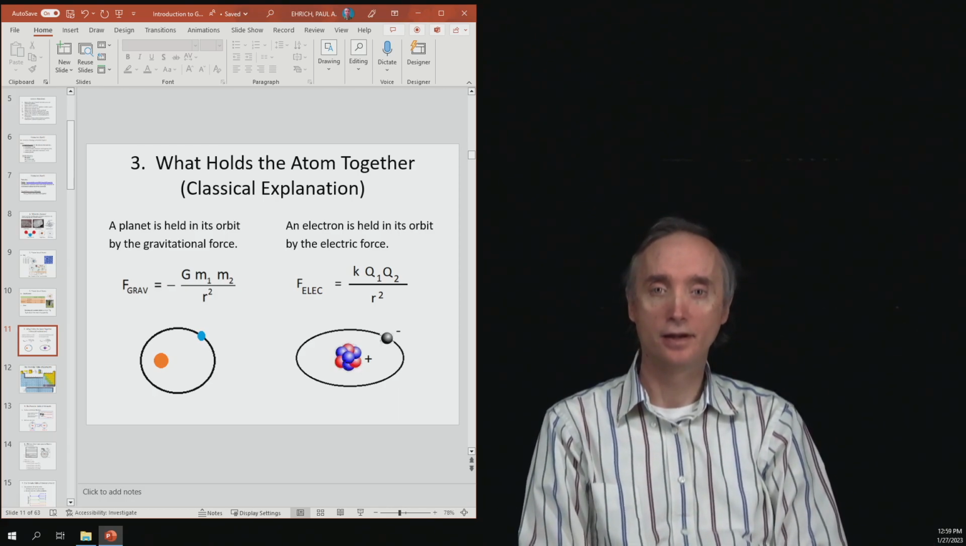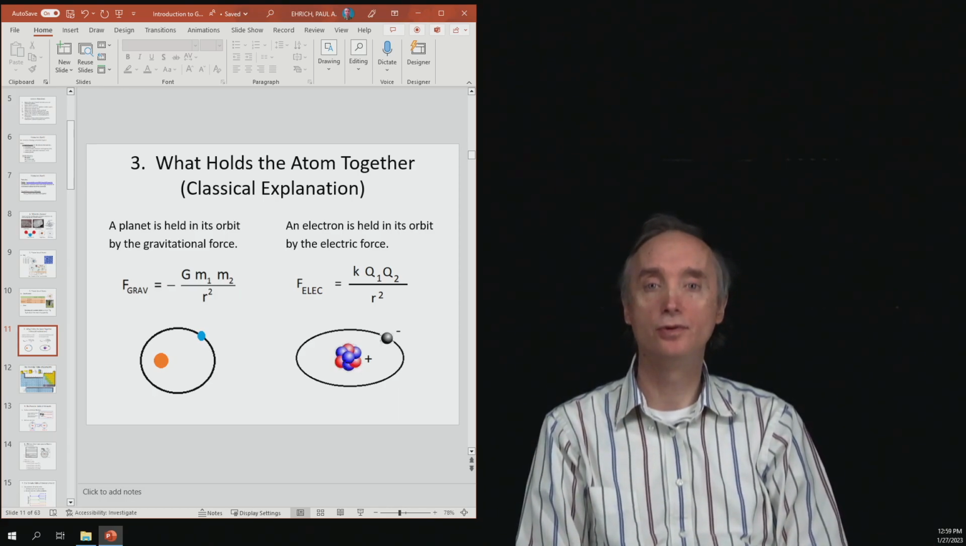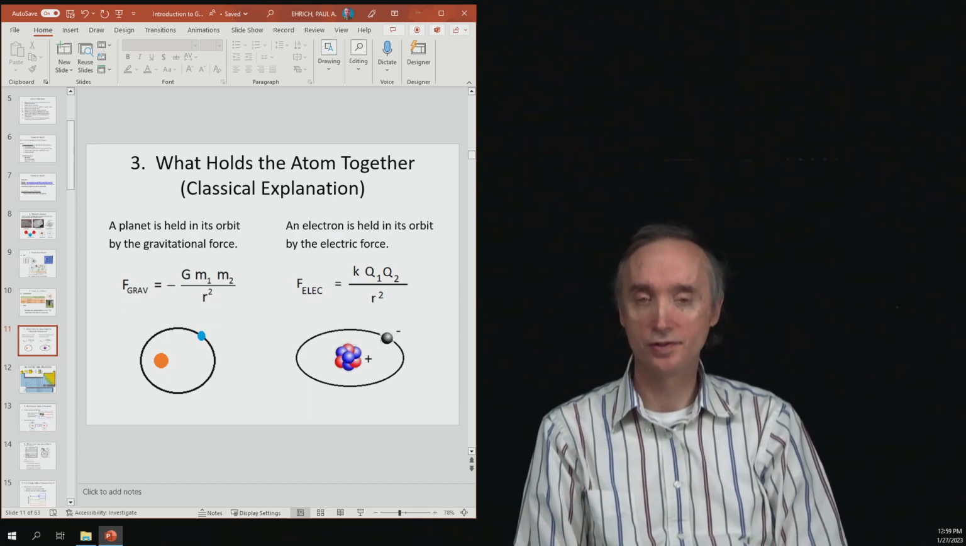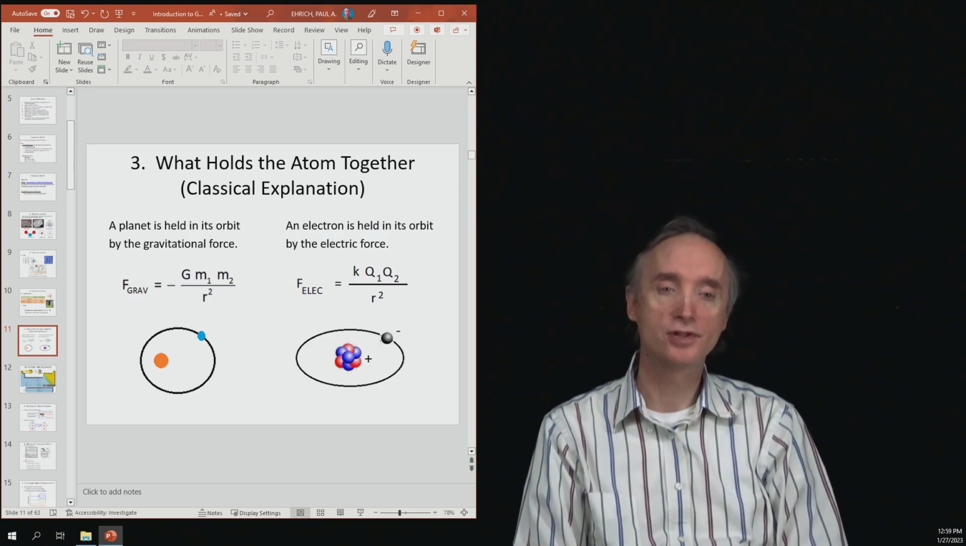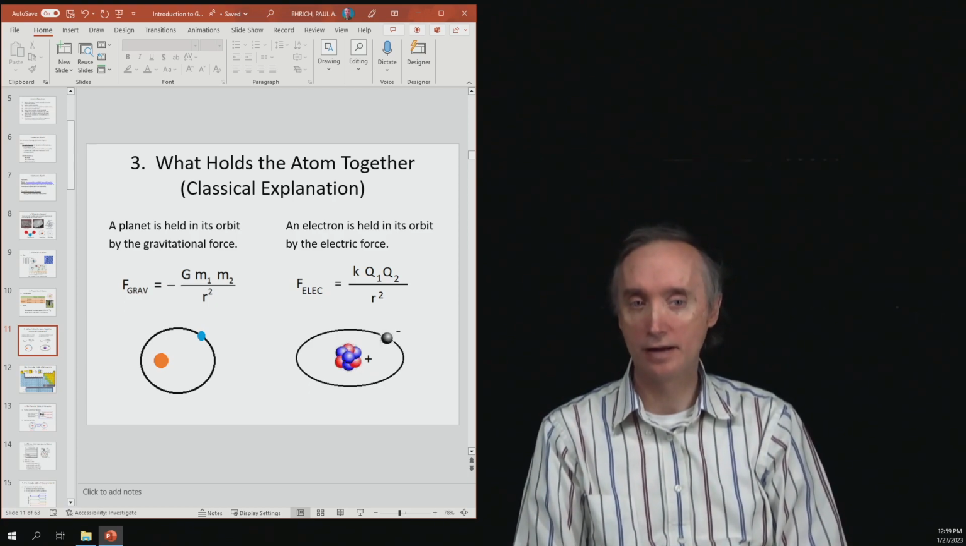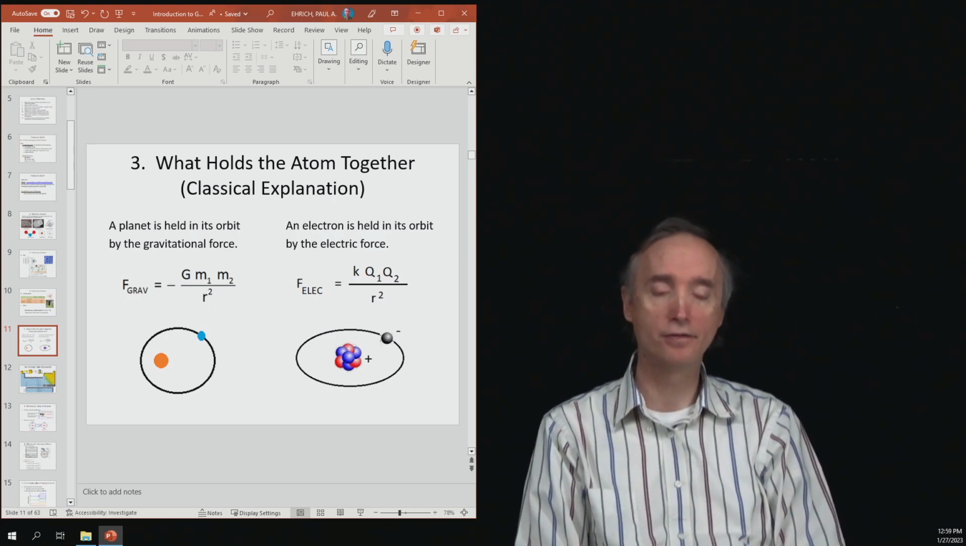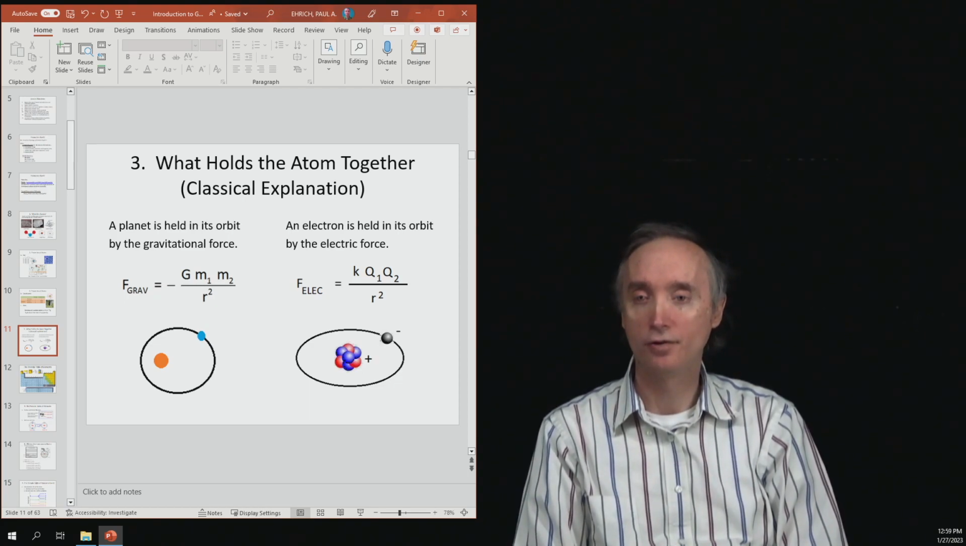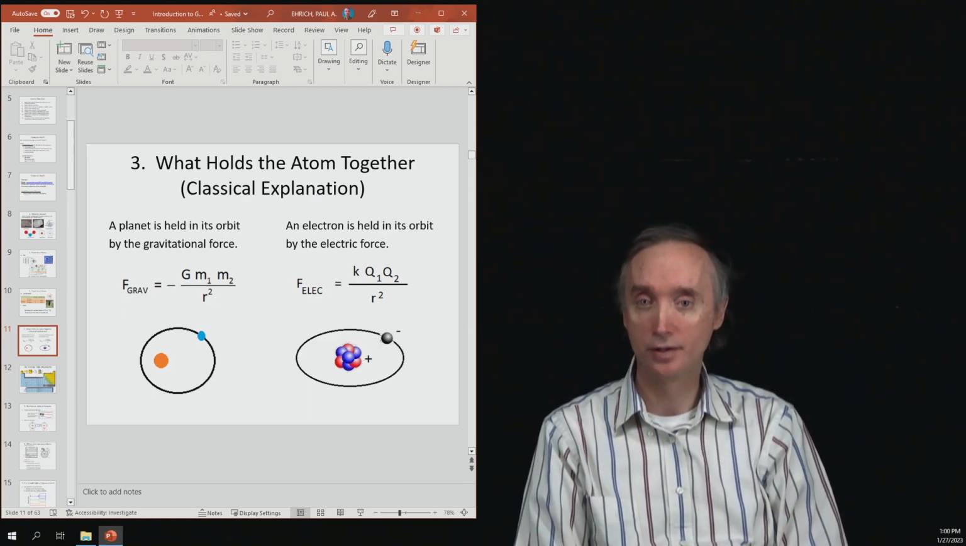Okay, I'm back, and now we want to talk about the forces that hold the atom together. And in order to understand this, let's talk about gravity. Now, we're not going to do much with gravity in this course. Gravity is very important. We found out in a previous lesson that gravity could be one of the main reasons why the plates move in plate tectonics. So gravity is very important.